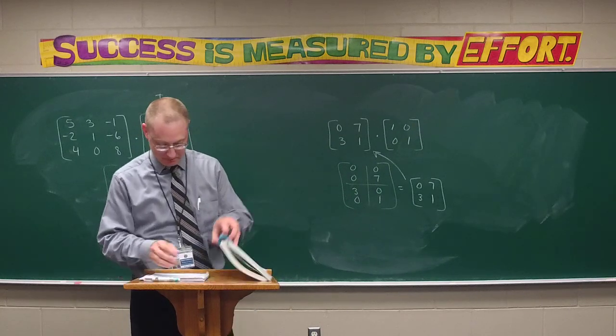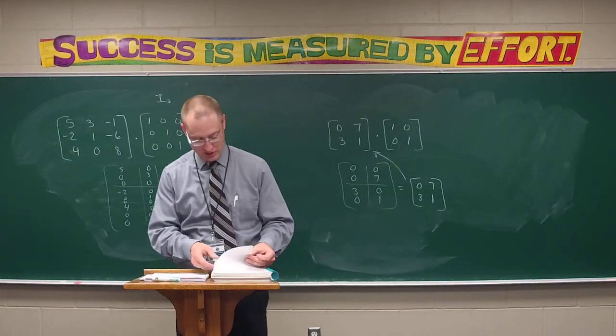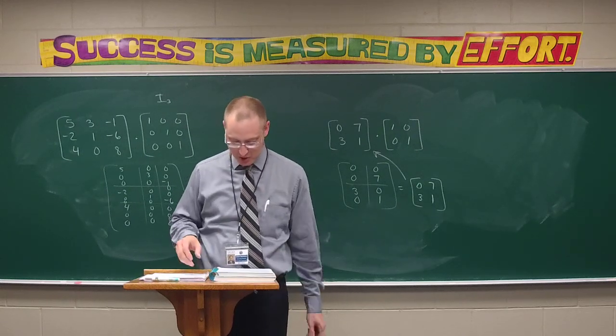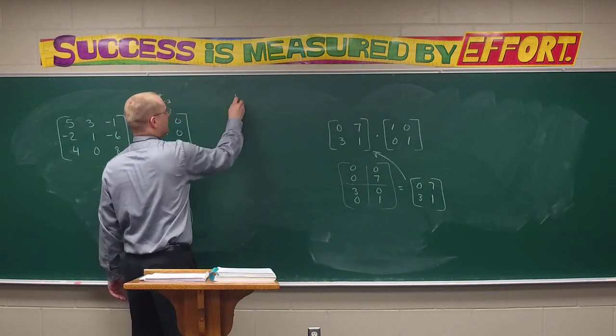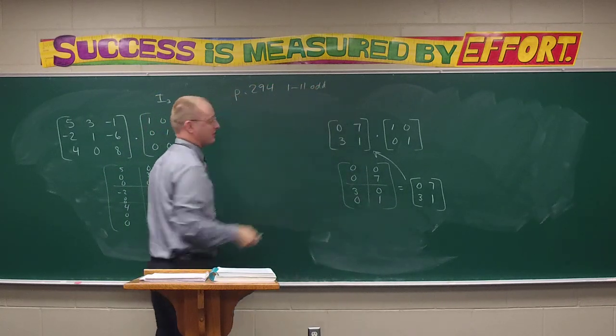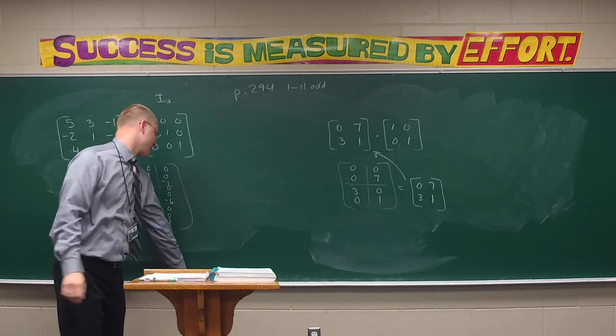Page 294. Not that Genesis. We want to pass. Page 294. Why don't you do 1 through 11 the odd? Page 294. 1 through 11 the odd.